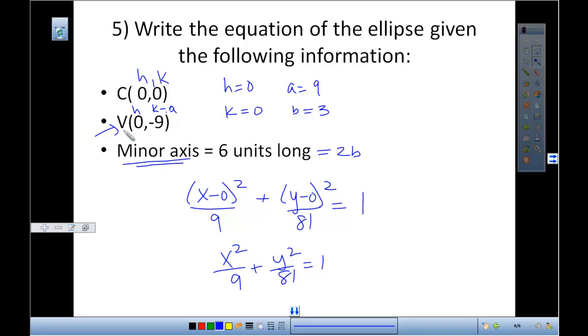So remember that when we talk about our vertices, whichever coordinate changes there is going to be where your major axis is. If for some reason instead of the vertices they gave us a co-vertex, remember that talks about the minor axis. So think about the coordinate that goes with that. That's going to be your value that gives you b. So these are a couple examples. Here's a couple examples for you guys to try for homework.